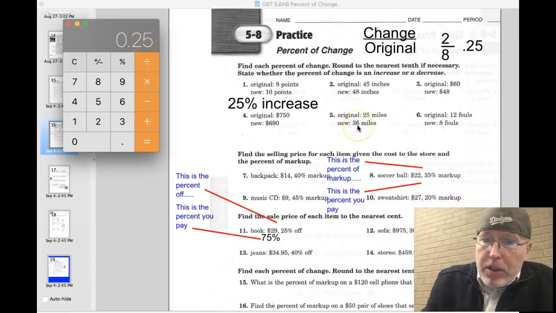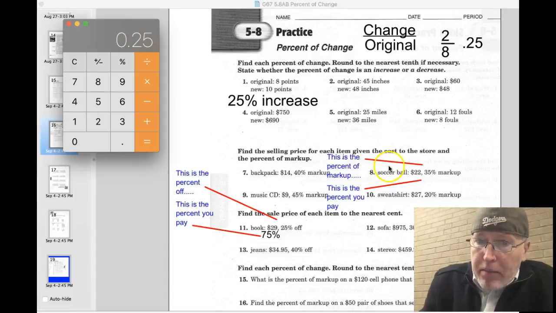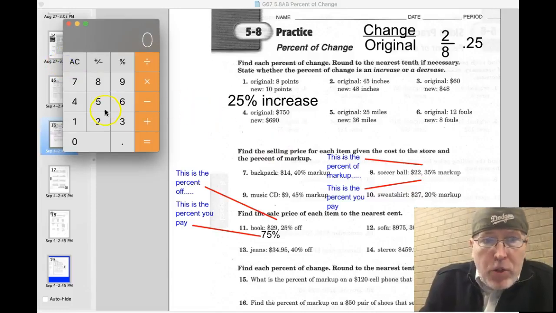Okay? So let's take a look here at this next section. Now we have to do some percent markup and percent off. A couple of ways to do this. There's the hard way, I think. You take the $22 right down here, and you figure out what 35% of that is. So just multiply it times 0.35. You get $7.70. We'll add that to the 22, and you get a total of $29.70.